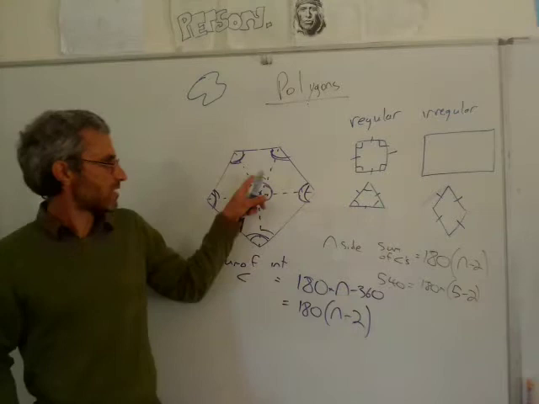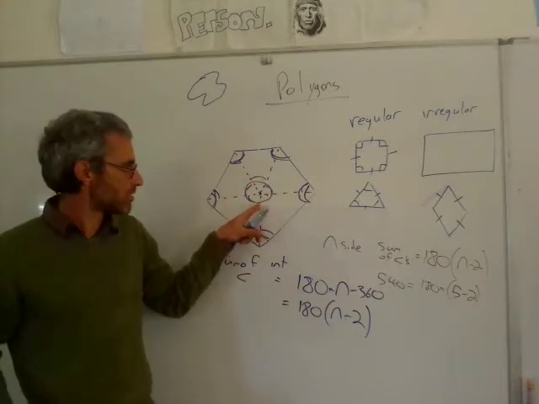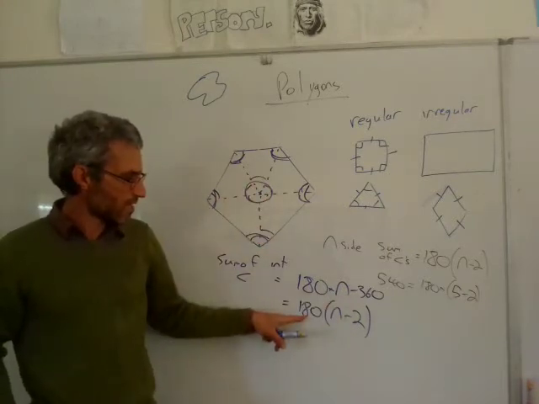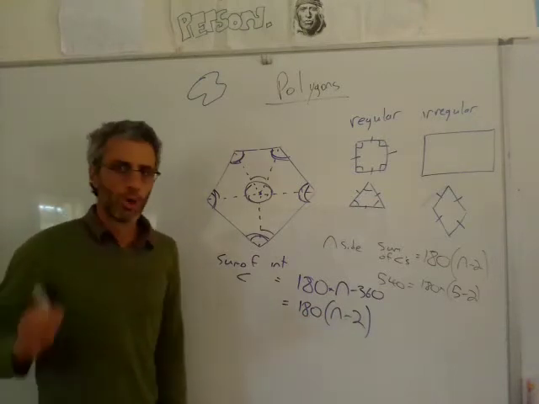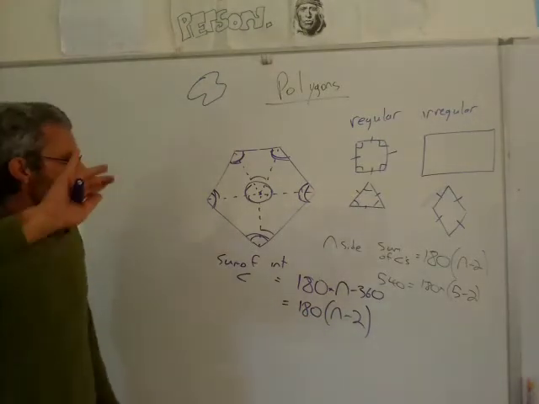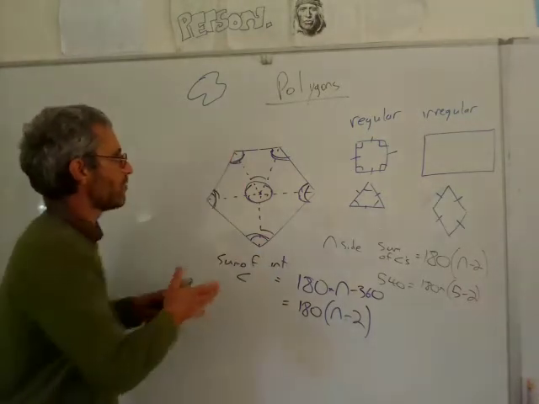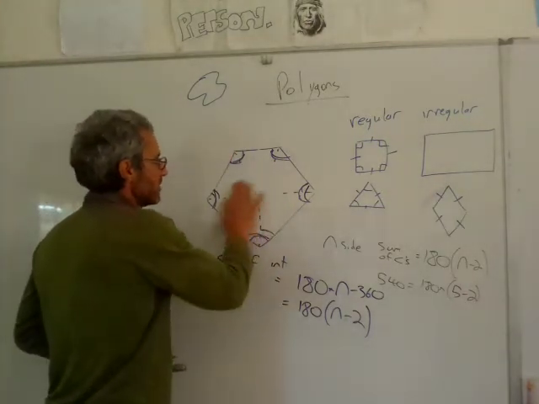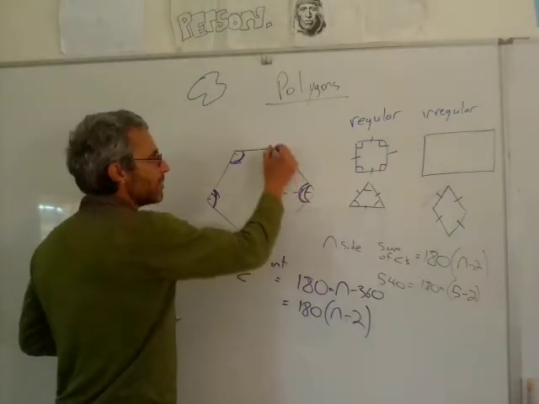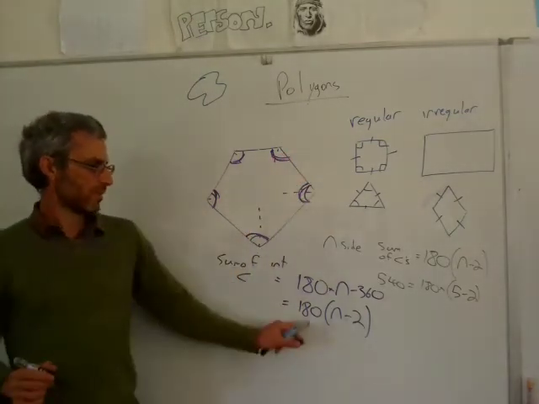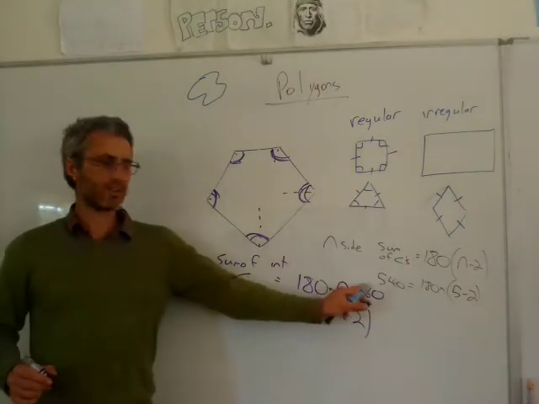180n minus 360. We want to take that sum minus this 360. Taking 180 as a common factor, 180 times (n minus 2). Right, now we'll take it one step further. Now what I've done is calculate the sum of the internal angles. For a pentagon it is 540.